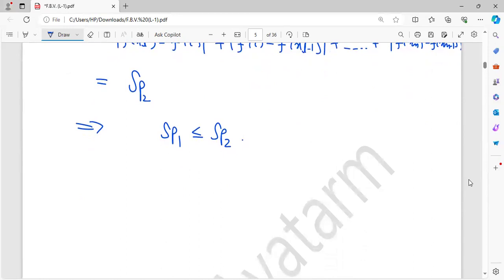Now I have taken P2 which contains only one more point. Now suppose P1 is a subset of P2, and P2 contains some n more points. So you can select P3 which contains one more point than P2. Okay. Now we are taking the general case.